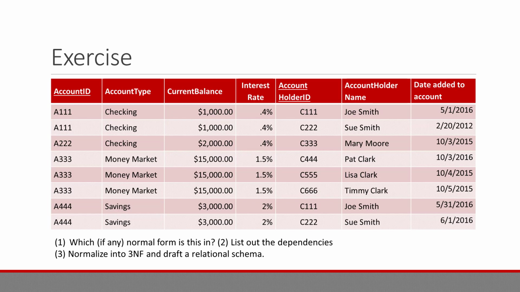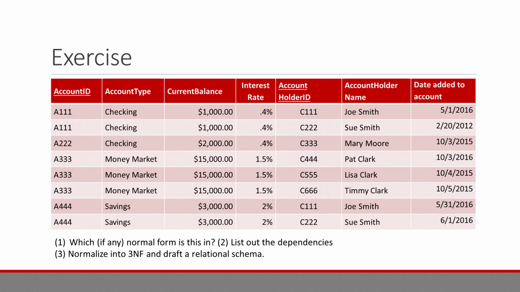Okay, so first, I think a good first step is to identify what the key is. And so in this case, we identify the key by looking at what is underlined. And so we can see that account ID and account holder ID are the key. So let's look at account ID and what that determines. So the keys will never determine each other, and you can say that pretty simply.